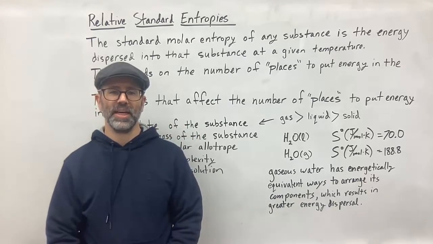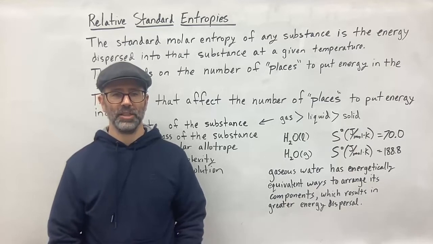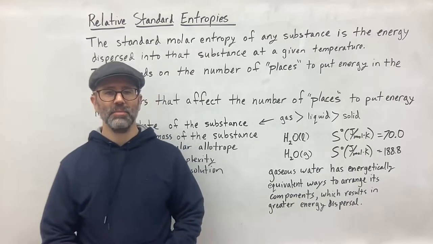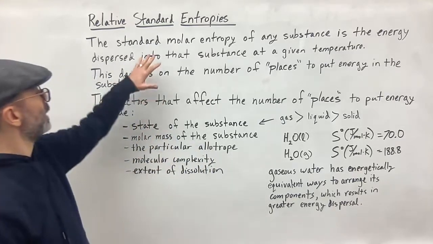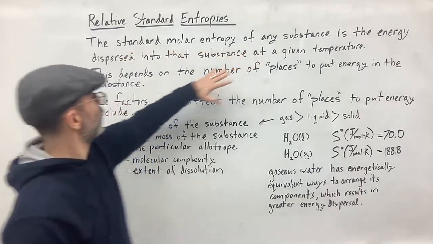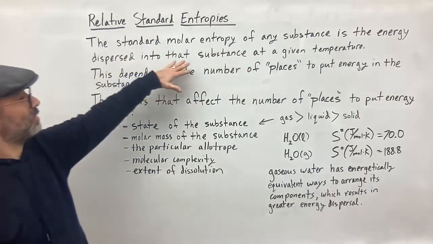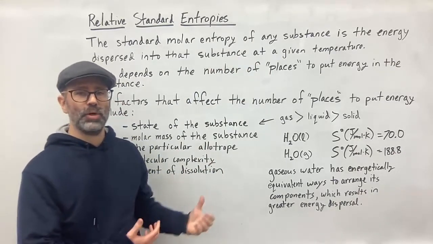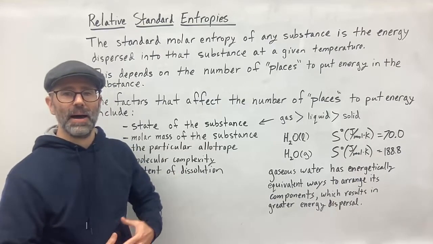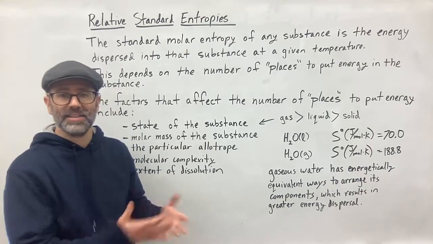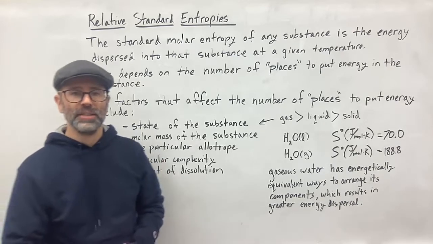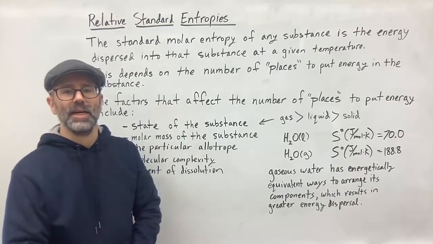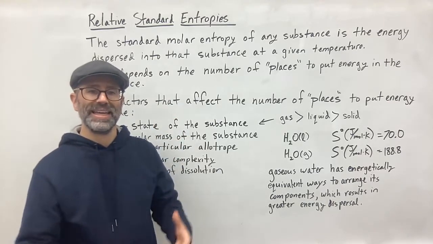My name is Mr. Cobalt, and in this video I'm going to be talking about relative standard entropies and what affects them. When we're talking about the standard molar entropy, we're talking about the amount of energy that is dispersed into that substance at a given temperature. So, for example, the standard molar entropy at 25 degrees is the energy that is dispersed in that substance at 25 degrees. And so this is going to depend on the number of what are called places where that energy can be put in the substance.